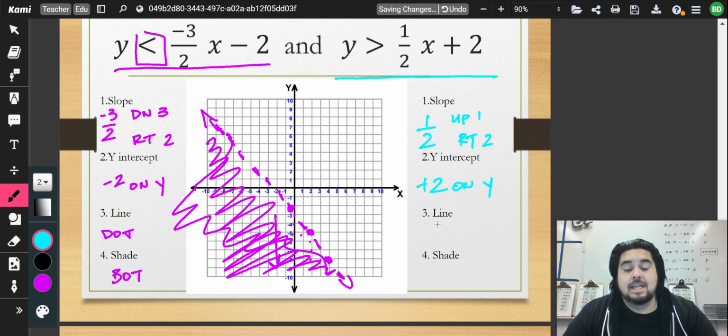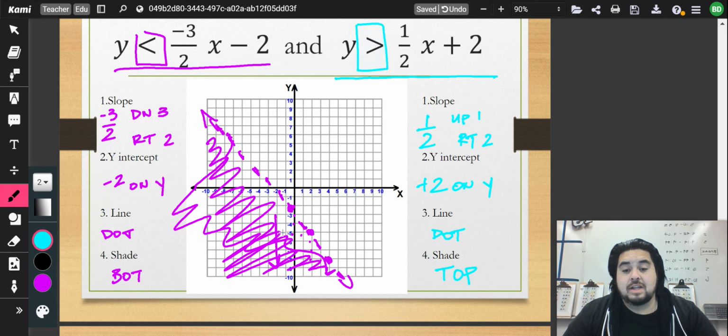My line is going to be dotted. Again, I look at the inequality for that. So looking at the inequality, there is no or equals to symbol, so my line's going to be dotted, meaning the line is not part of the answer. And then I'm going to shade on the top this time because it says that y is greater than the line, where the solutions to this inequality are greater than the line, or on top of the line.